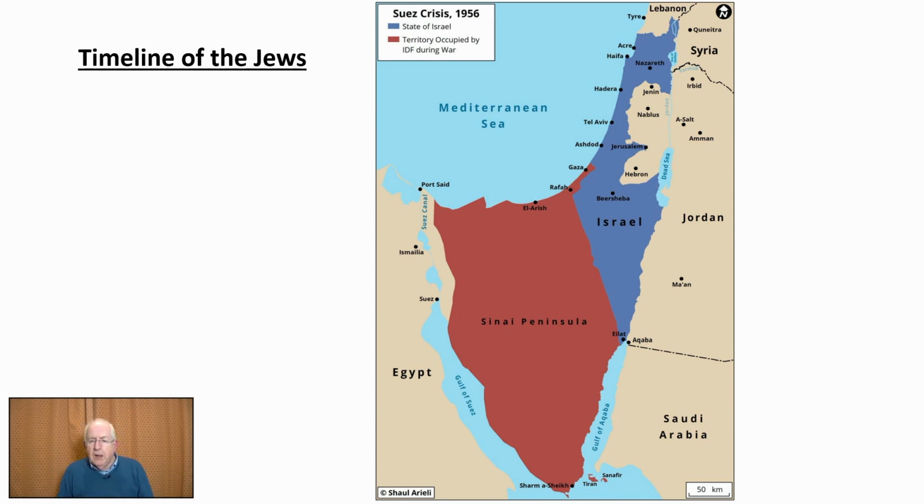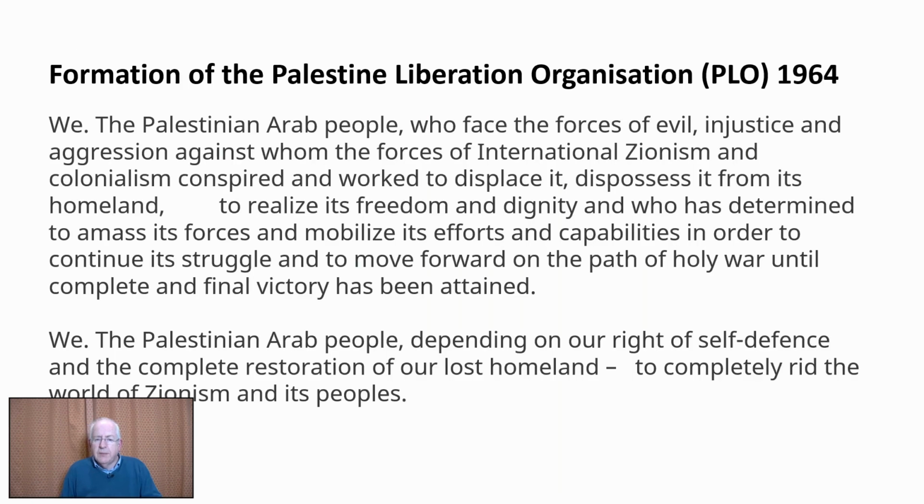So Israel, during the Suez Crisis War, occupied all of that territory known as Sinai. It was very important for them, and that was one of the things that happened there. Eventually the IDF pulled back, and the Sinai Peninsula was given back to Egypt.